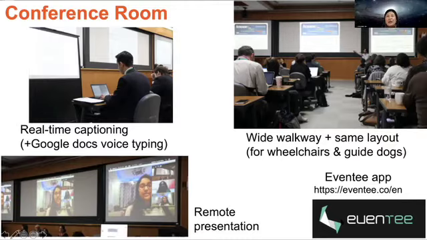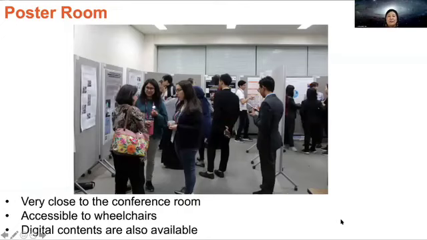In addition, we provided the Eventy application so that participants, including visually impaired people, could tell who was in the conference room. The poster room was assigned very close to the conference room, and everybody could switch the rooms very easily. We placed the poster panels so that people in a wheelchair could access the posters. We also provided digital contents, and visually impaired people could read the posters with read aloud software.